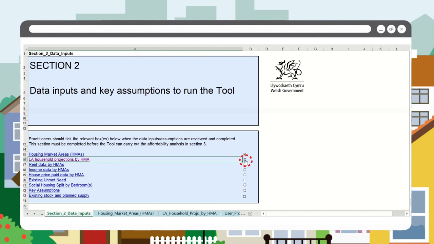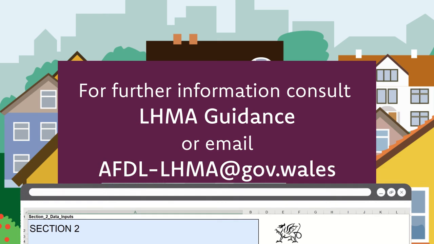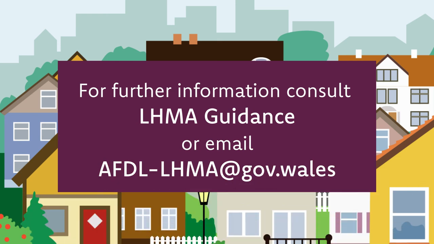When you have completed all of these steps, you can tick the relevant box on the front page of Section 2. And that concludes the data requirements for the household projections. For further information, you can consult the LHMA guidance or email Welsh Government at afdl-lhma@gov.wales.